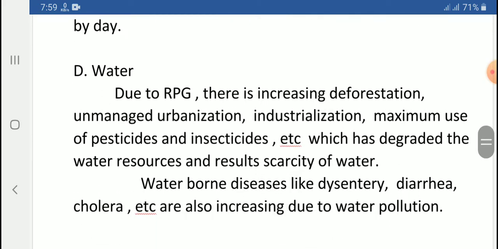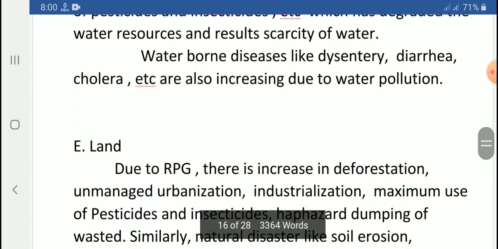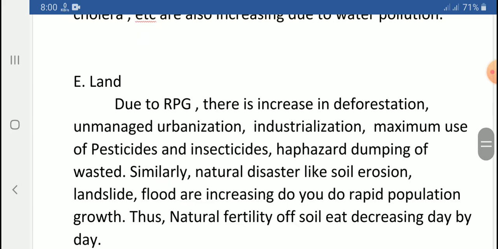Similarly, water pollution has been increasing. There is shortage of water in different places. Some of the villages have been shifted because of a lack of water due to rapid population growth. And as the water resources have been polluted, it has affected the aquatic and terrestrial animals as well. And different waterborne diseases like dysentery, diarrhea, cholera, etc. have been increasing, and it has been causing a lot of problems to living organisms, human beings, and other living organisms itself. And because of land pollution also, it has been creating a lot of serious problems.